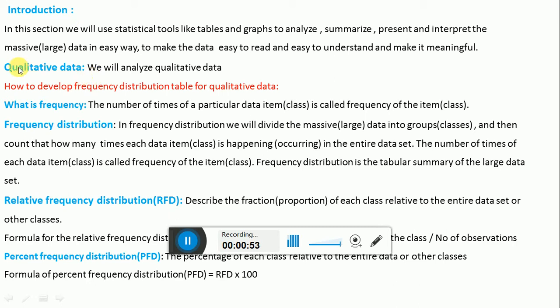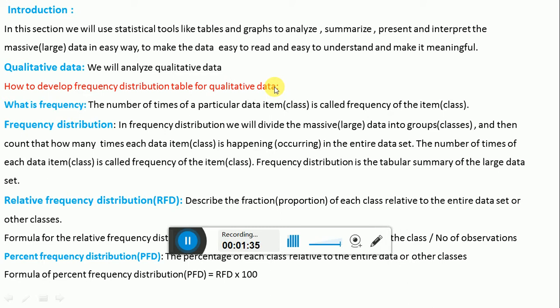We are starting from the first data type, qualitative data. Qualitative data is when we collect information about any particular element of interest in names or labels form. This data is called qualitative data. How to develop a frequency distribution table for qualitative data? A statistician can analyze, summarize and interpret large data using a frequency distribution table, which is a statistical tool. How can a statistician develop a frequency distribution table?